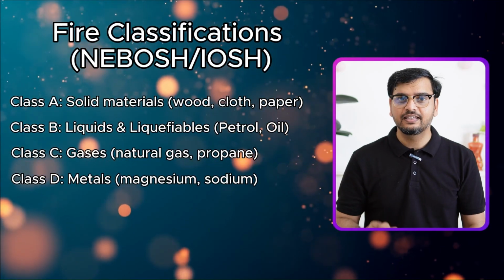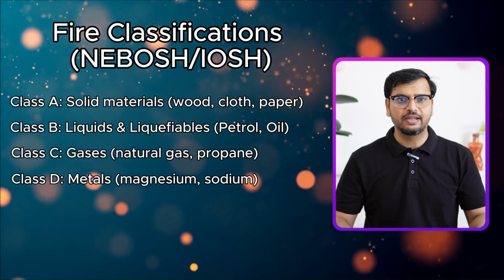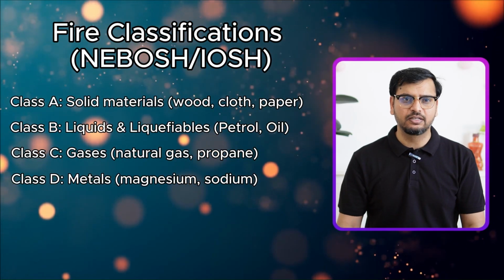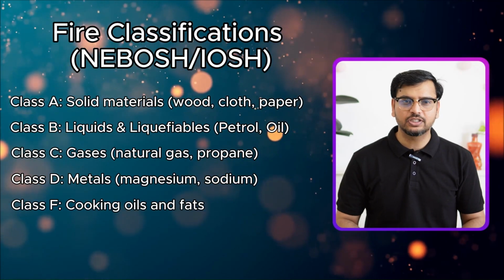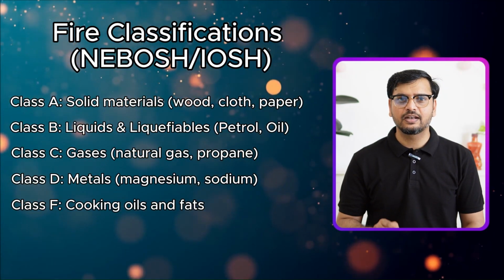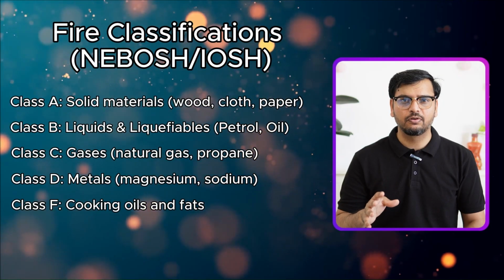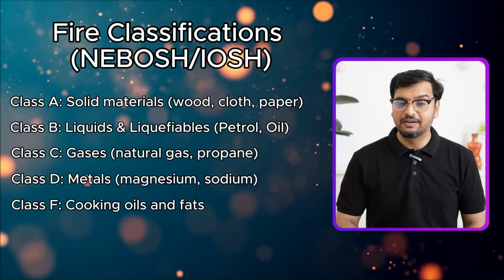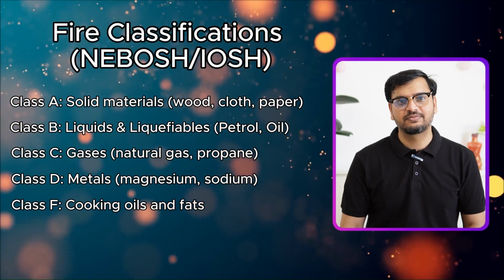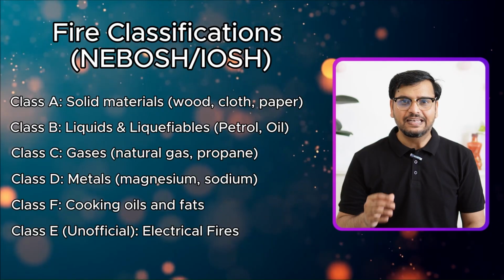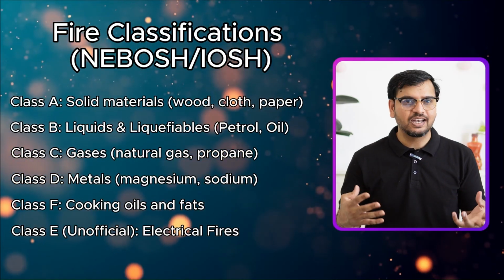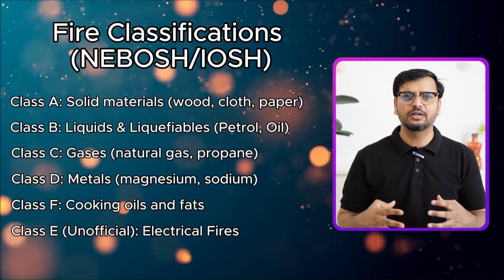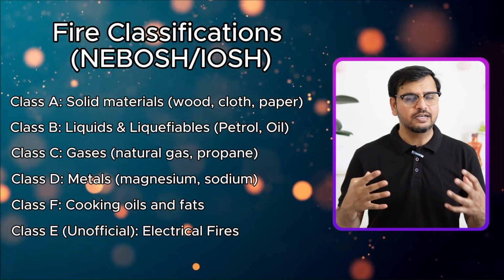In Class D, we have fires involving metals like magnesium, sodium, lithium, which can be particularly tricky to handle. Lastly is Class F. In NEBOSH IOSH fire classification, this is the class where we have fire involving cooking media such as vegetable oil or animal oil. And wait, there is one more class of fire, but it is unofficial. It's called electrical fire, or Class E. But remember, it's unofficial, and these fires are sparked by electrical equipment, a common but often overlooked hazard.